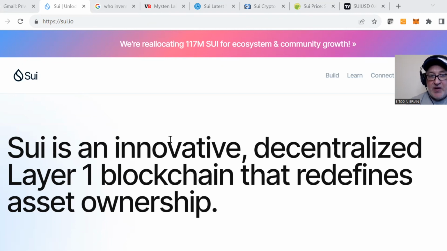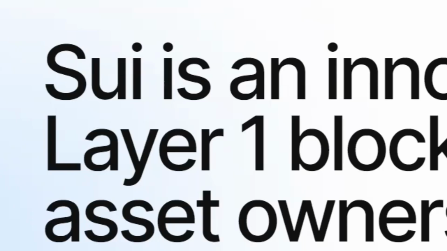What is SWE? SWE is an innovative, decentralized layer 1 blockchain that redefines asset ownership. So it's like an Ethereum. Ethereum is also a layer 1 blockchain. So smart contracts and things of that nature.